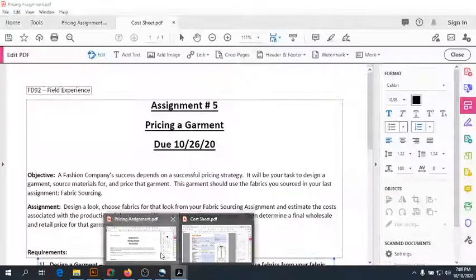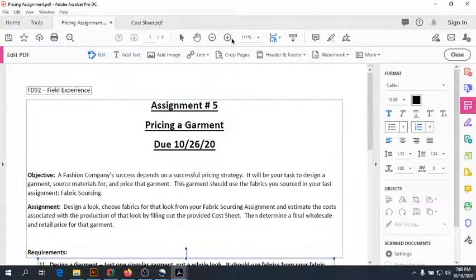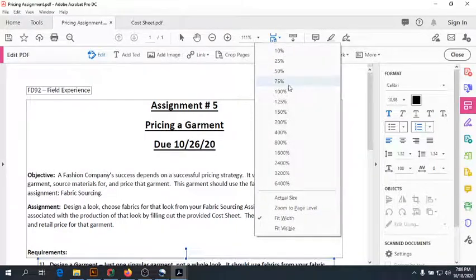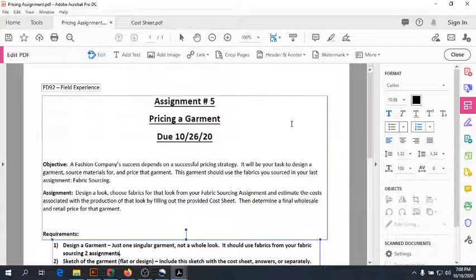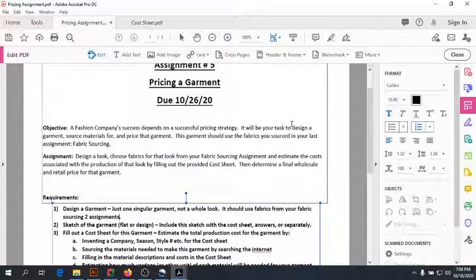This is going to be just a slight addition to the pricing lesson. I just want to go over the assignment. Hopefully this will be helpful. So it's assignment number 5, to price a garment, due next week on Monday.